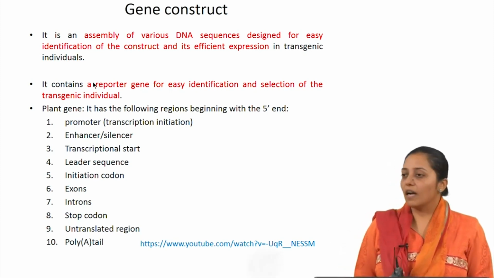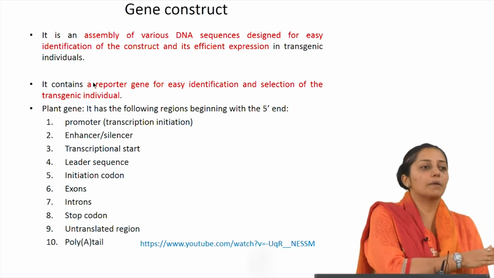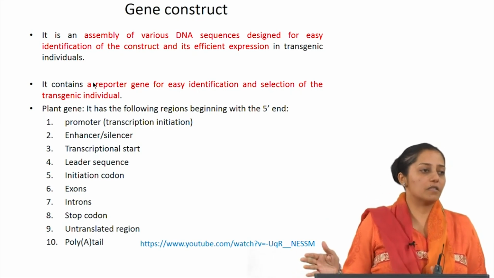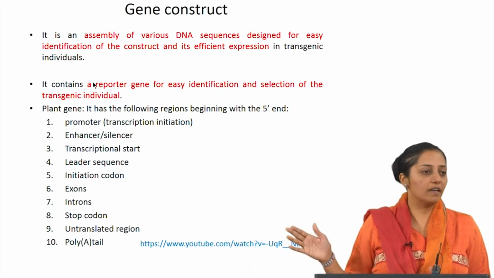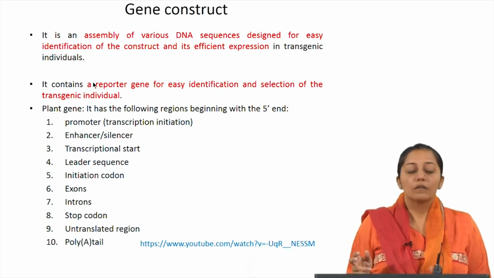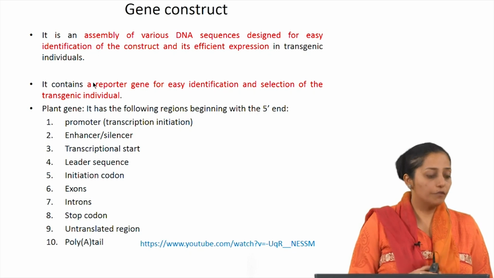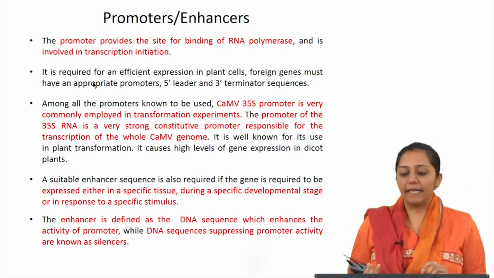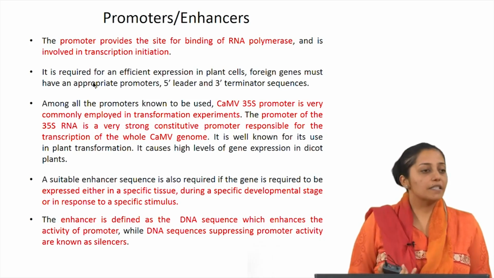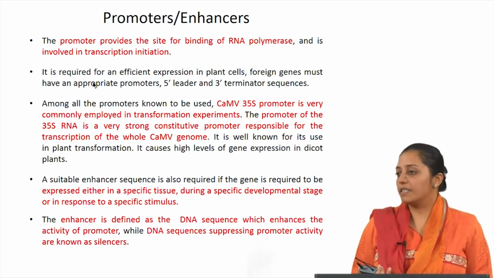It is followed by the untranslated region. So, there is the 5' untranslated region and the 3' untranslated region. The 3' untranslated region will also have your poly A tail, which is required for stability of the mRNA for further processing. So, the promoter provides the site for binding of RNA polymerase and is involved in transcription initiation.